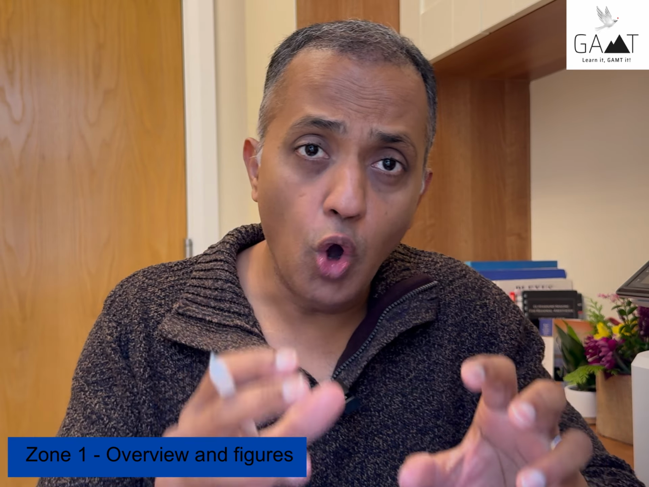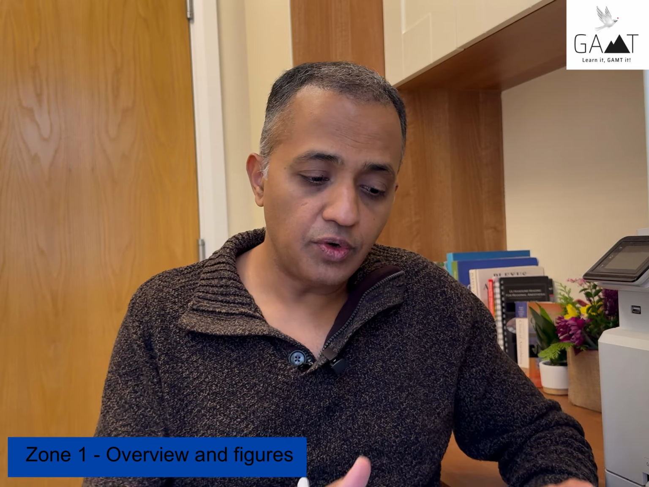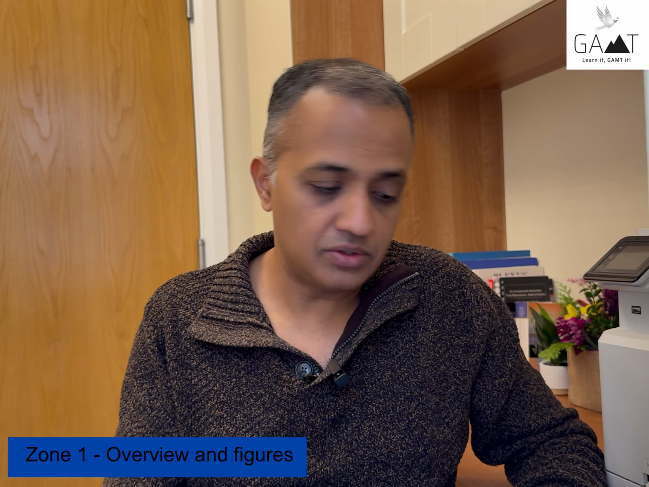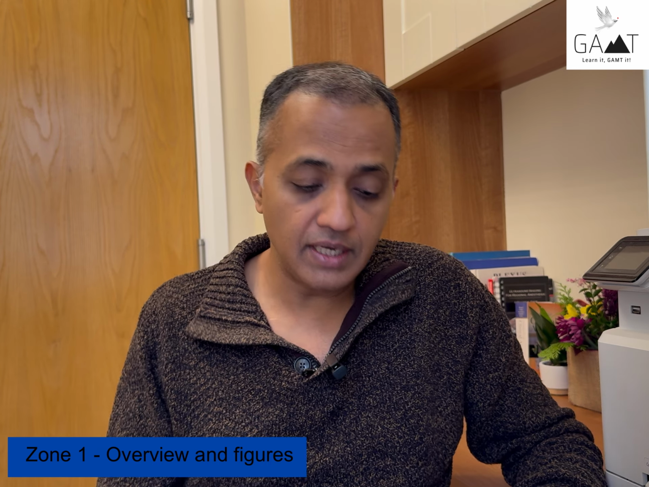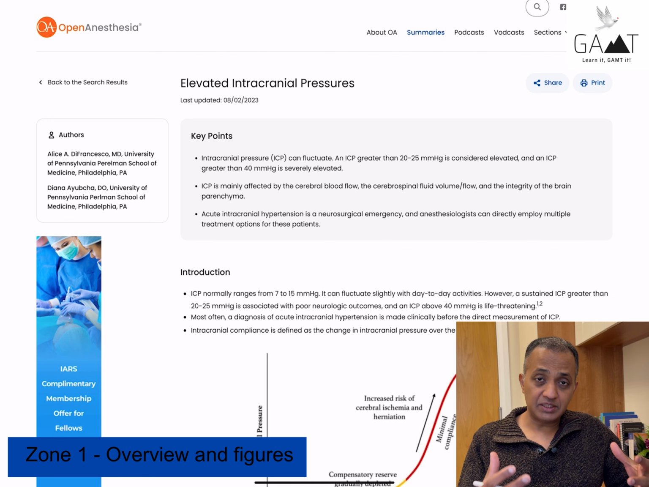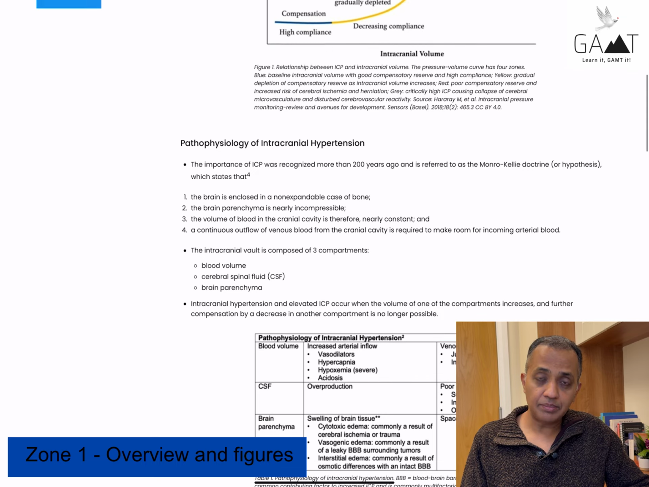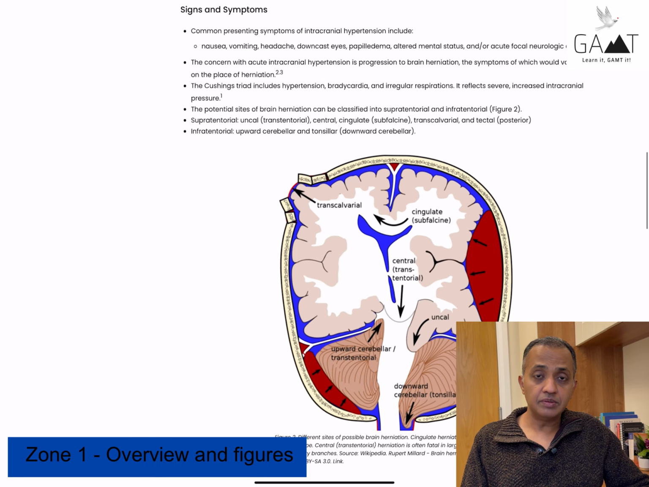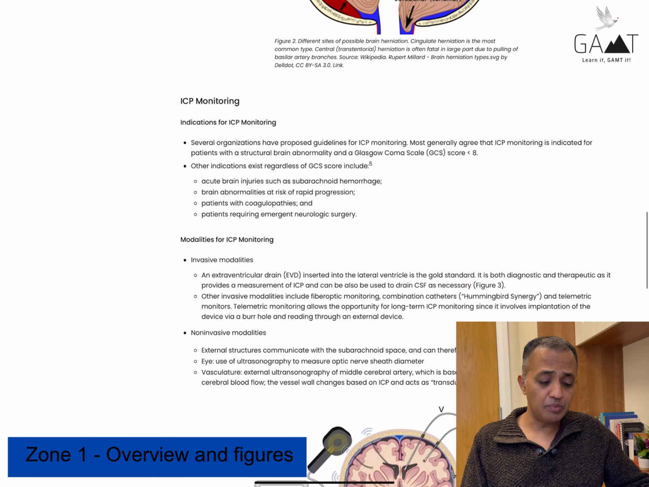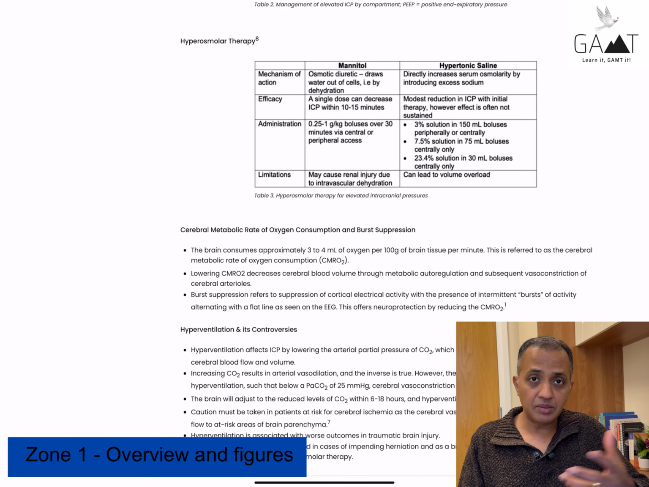The first zone is the overview and the figures zone. So what do I mean by that? Let's say you're reading this topic on elevated intracranial pressure. So I'm using the Open Anesthesia website. What you want to do is have a very clear idea of what's expected of you. So you look at the chapters. There's introduction, there's pathophysiology of intracranial hypertension, and then there's signs and symptoms. And there's something called ICP monitoring, and there's something about management of elevated intracranial pressure, acquired compartment, hyperosmotherapy, etc.